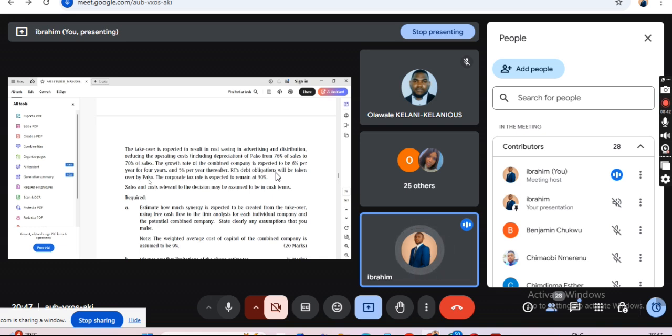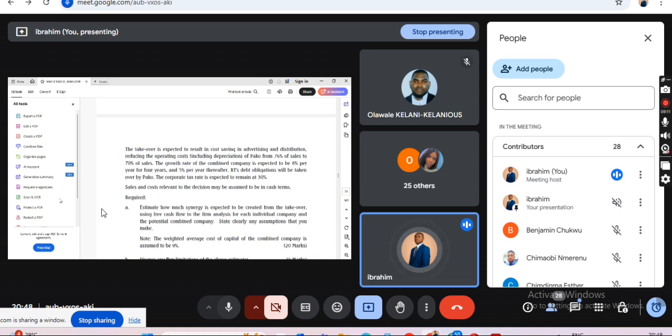It means that when you want to determine the administrative and distribution, as well as reducing the operating cost, it will also reduce to 70%. 70% of the sales. It will be 70% of the what? Of the sales. Now, the growth rate of the combined company is expected to be 6% per year for 4 years, right? For 4 years.